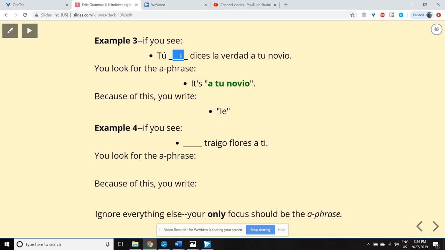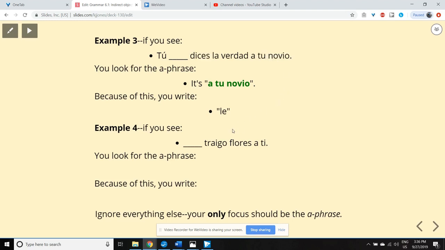We put our indirect object pronoun immediately before the conjugated verb in the sentence. Yep. Doesn't mean that the subject controls it, doesn't mean that the verb controls it. Neither thing does. The only thing you need to look at is the a phrase.